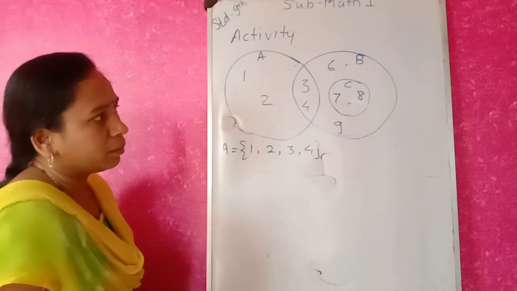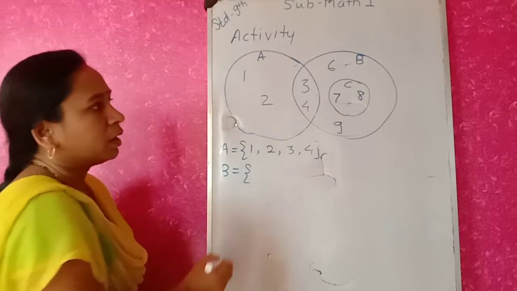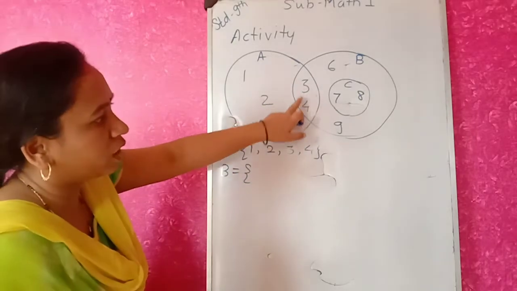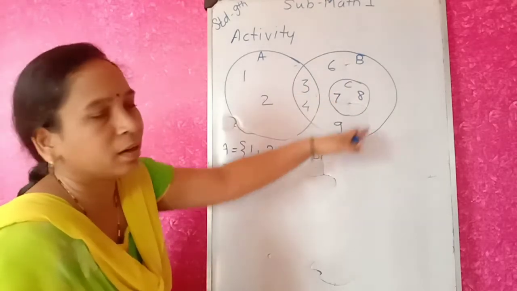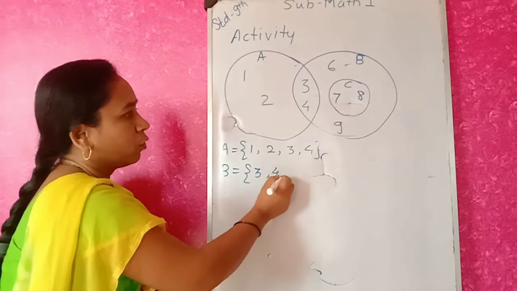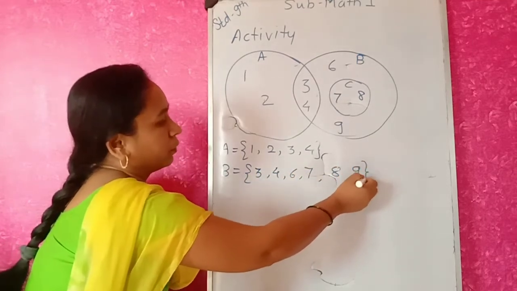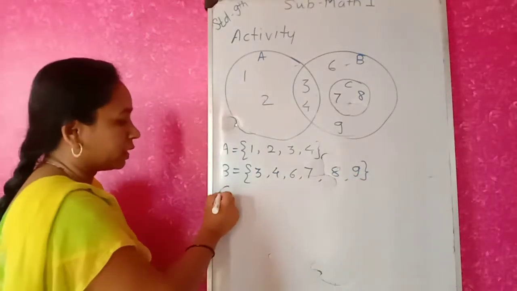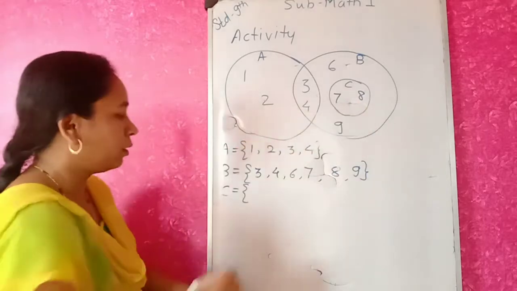Then check the elements of set B. In set B, I can find 3, 4, 6, 7, 8 and 9. All these elements will come in set B. After this, set C. In this set C you can find only two elements, 7 and 8.